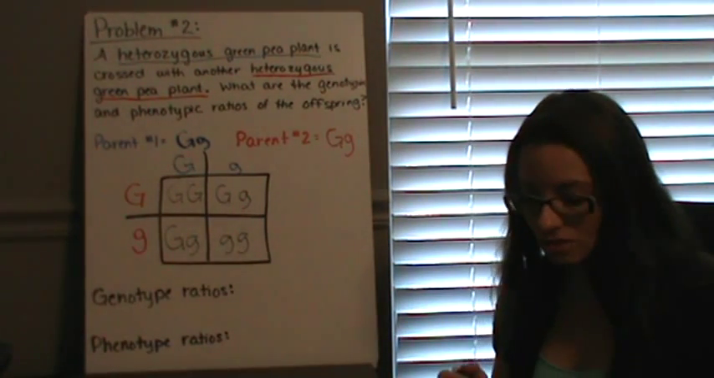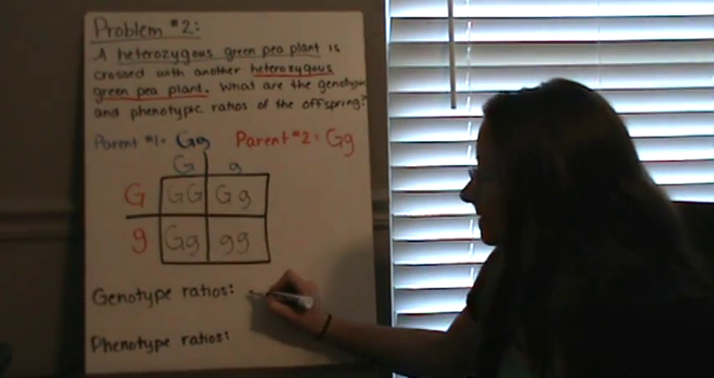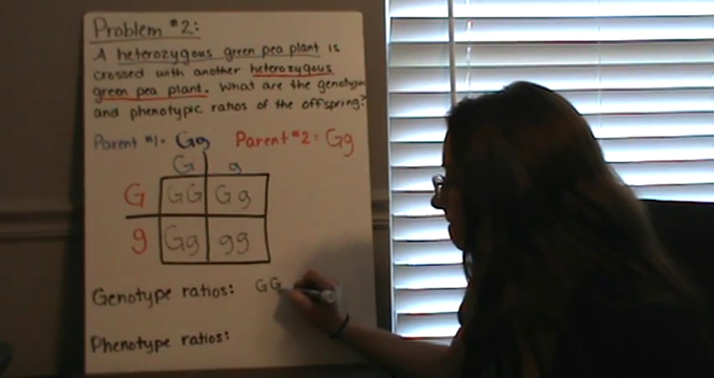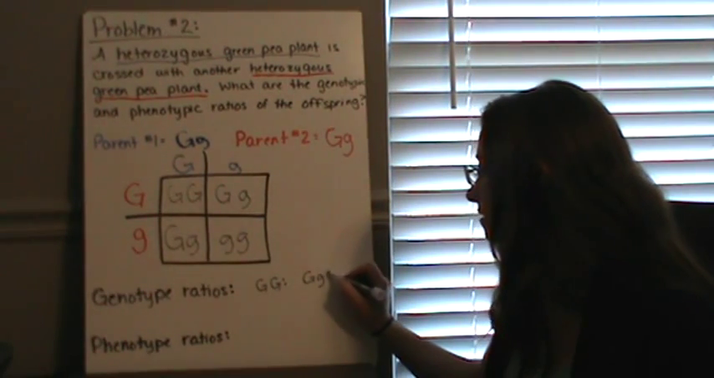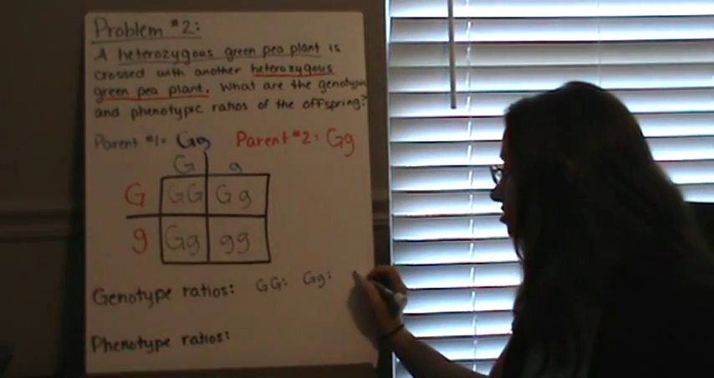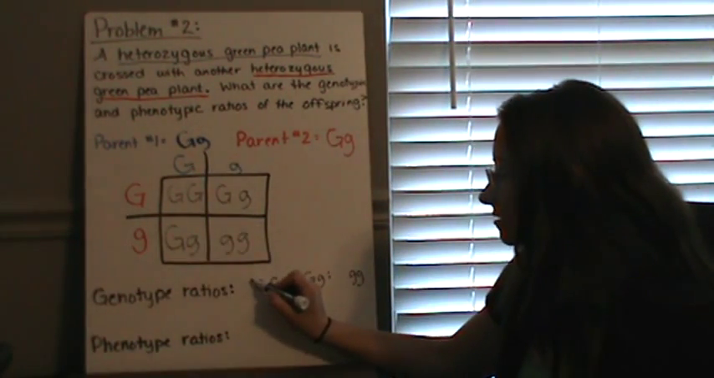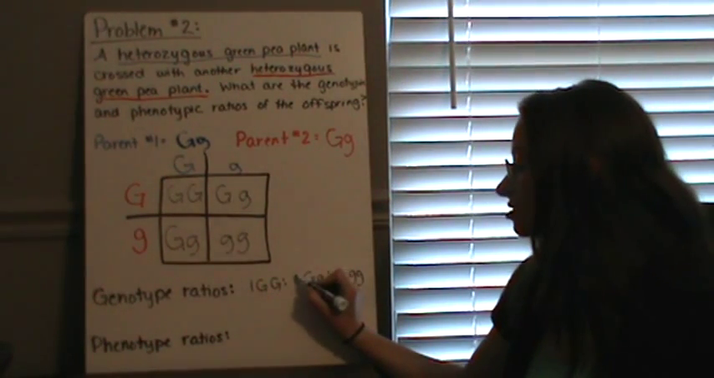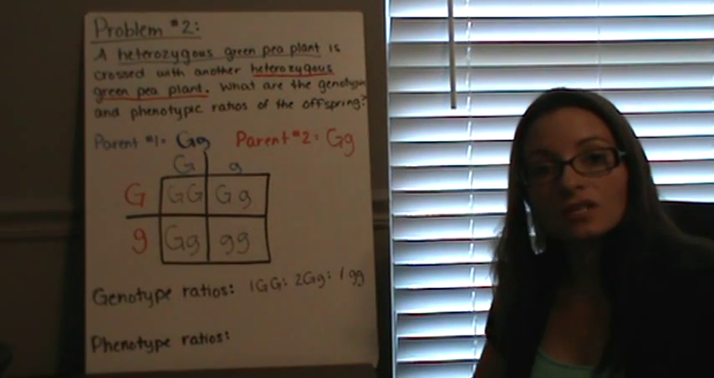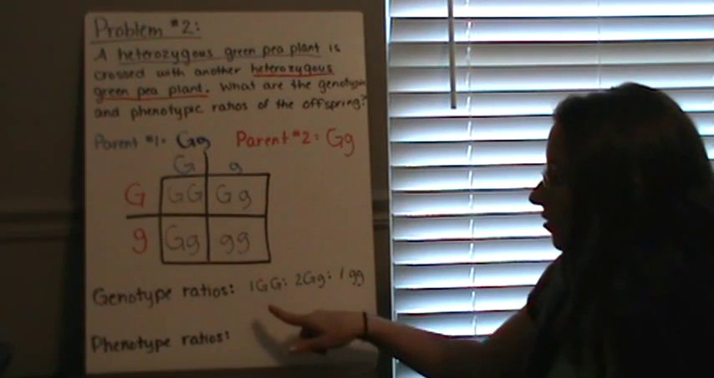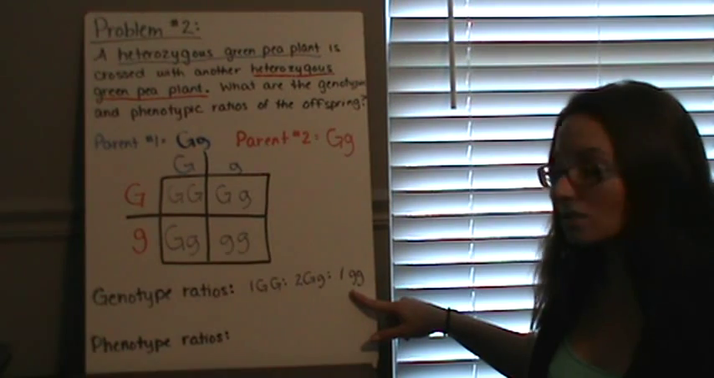So now as we look at our genotypic and phenotypic ratios, you're going to notice that we have a big G. We also have a big G, little g. And we also have a little g. Okay? We have 1 big G. We have 2 big G, little g's. And we have 1 little g. So our ratio for this is 1 to 2 to 1. Okay? 1 big G for every 2 big G, little g's for every 1 little g.